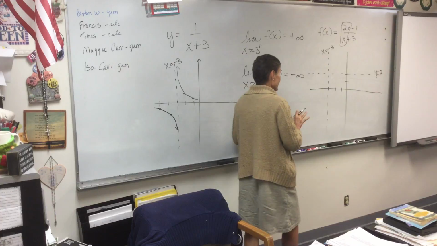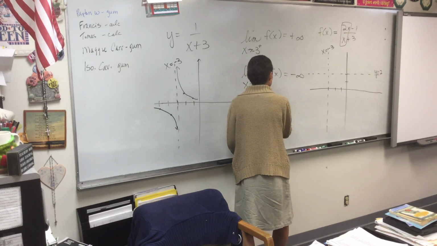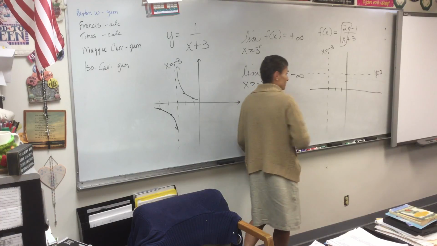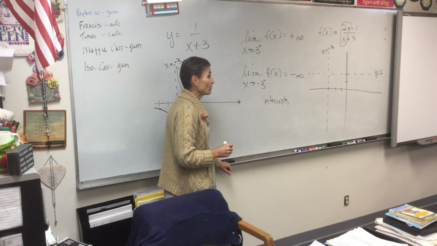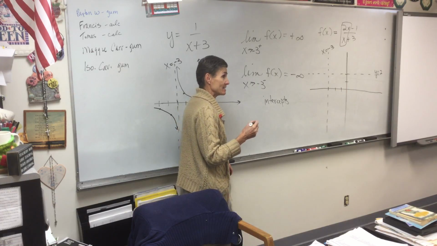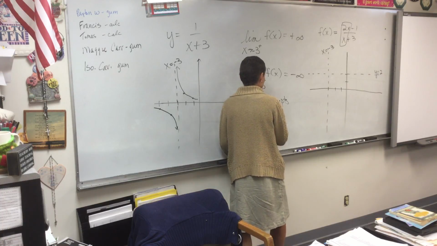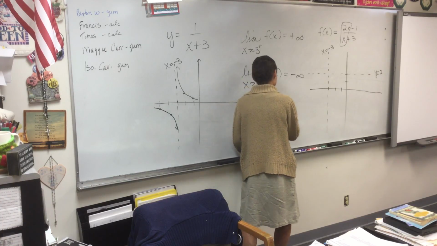Now, in order to sketch this, we need to add our intercepts. What do we mean by intercepts? Where it crosses the axis, right? And there's 2 axes, so we're going to have Y-intercepts and X-intercepts, right? We're going to cross both axes.